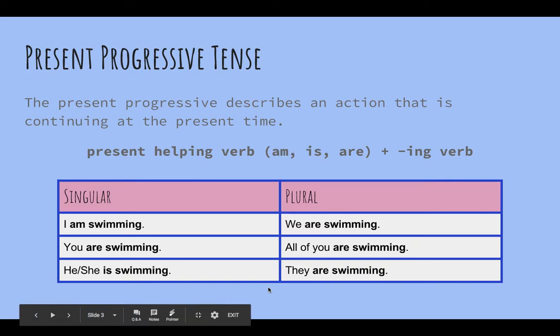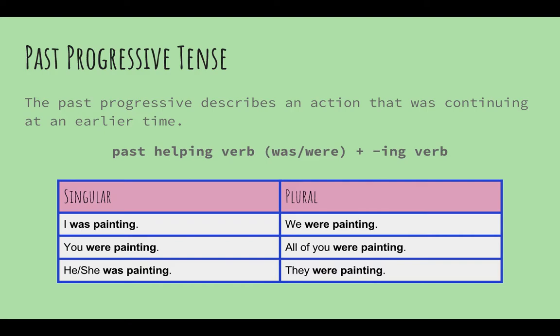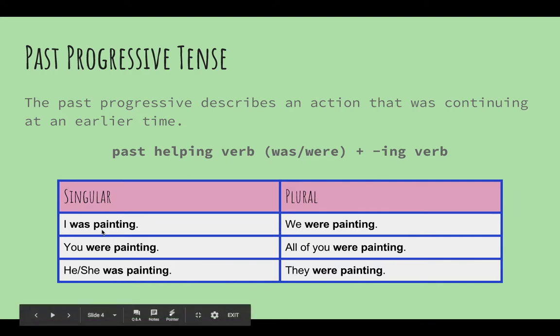Now, when we go into the past progressive, again, you're going to see that all of the main verbs end in ing. The thing that changes is that helping verb. So to make it past tense, now we're going to use a past tense helping verb, such as was or were. I was painting, you were painting, he, she was painting. And these all show that something happened or was continuing to happen at an earlier time.